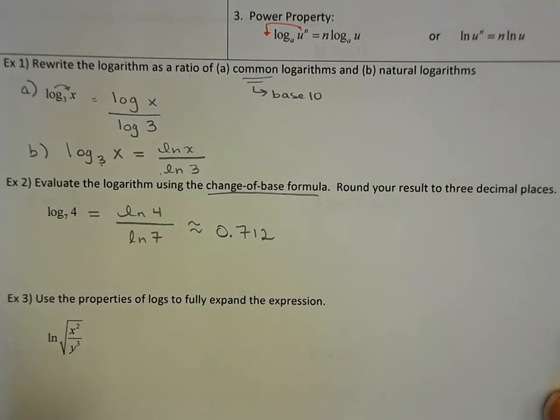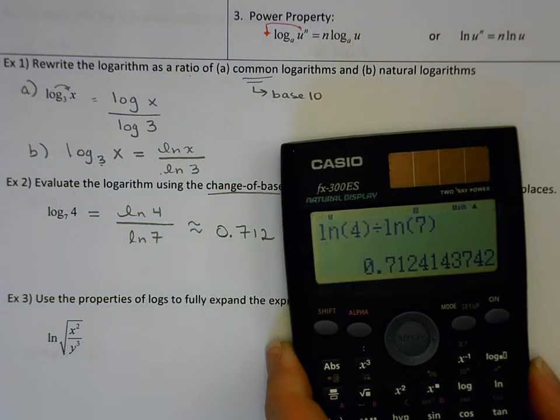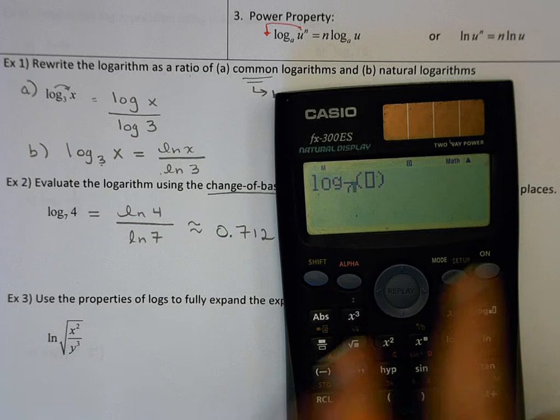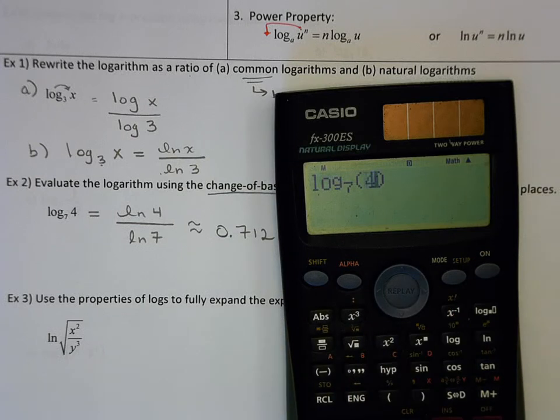Okay, and I know again some of us have calculators that can do that straight away, and we can always check it if we have that button that looks like this one right here. If we want to check it, I would just use that and type it in. So 7 and 4. And then I got 0.712 again. So looks good.